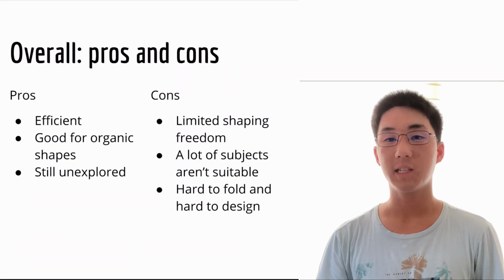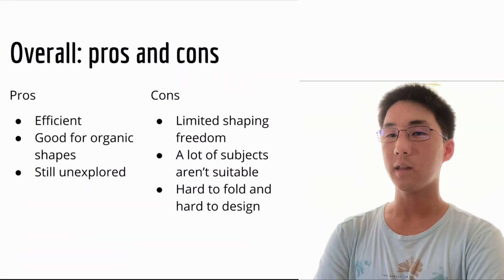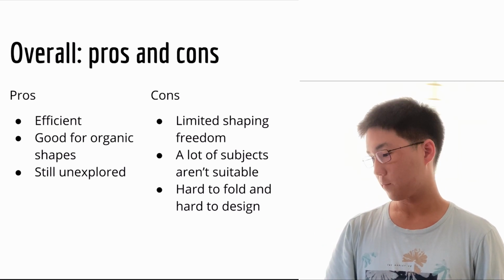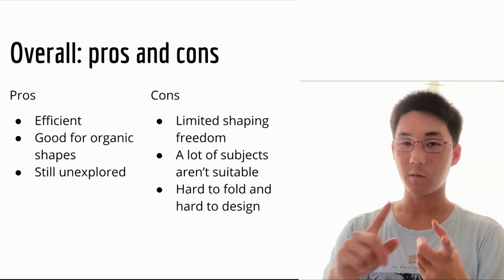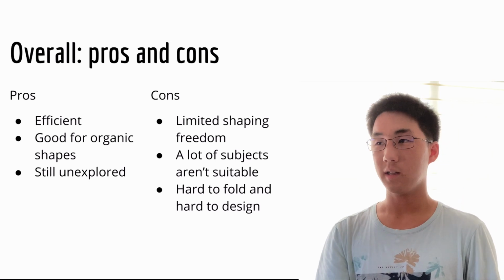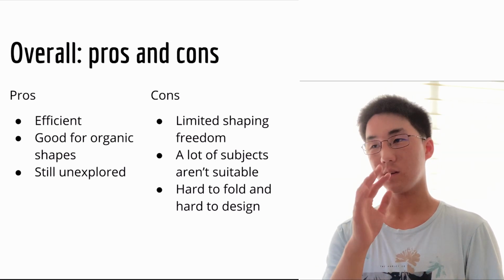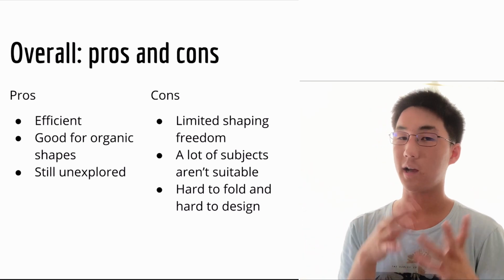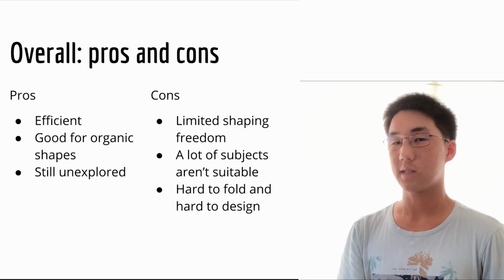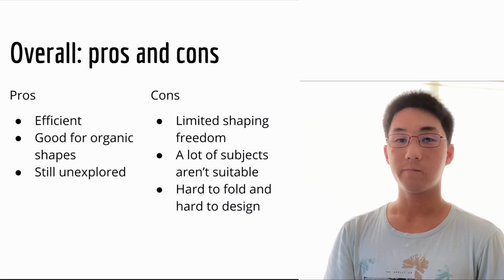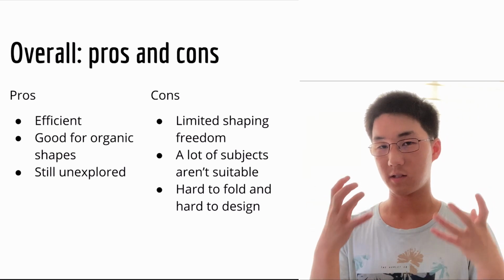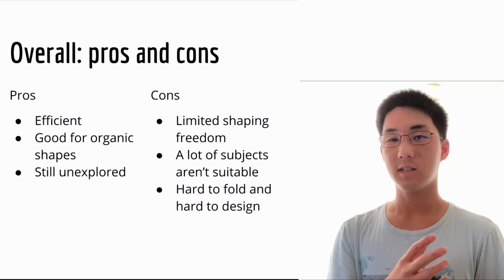Okay, overall, now that we understand all this, let's take a look at the pros and cons of tilted grid. So the pros, number 1, it's efficient. That means that you can use thick papers, you can use smaller papers and still have decently sized models, right? It's just more elegant. We just talked about that. The second reason is that it's very good for organic shapes, like soft little puppies and kangaroos and stuff like that.